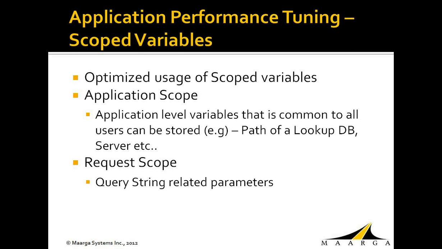The other thing is how well we are using the scoped variables. We know there are different kinds of scoped variables like application scope, request scope, session scope. Any variable that is globally accessible to all the users can be stored as part of the application scope, so that when the information is available in the scope, it can be taken from there. Only when it is unavailable, it can do a fresh fetch to get that information. A scenario I can think of is if there is a Lookup DB that needs to be referenced from a particular database, that path can be stored in the application scope.